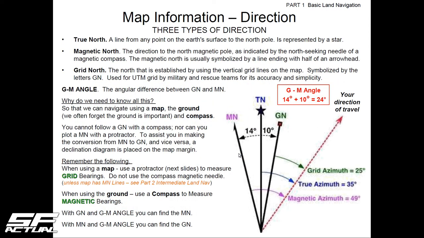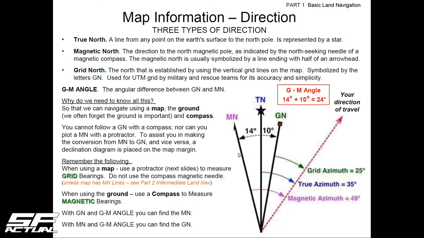If you need to pause it, you can pause it, and then I'll be waiting on you right here to get back into this. So again, true north is the North Pole. Magnetic north is how your compass is behaving where you are in the world. Grid north is how the map was established by the UTM grid, by the military and rescue teams. The angular difference between grid north and magnetic north is called your GMN angle.